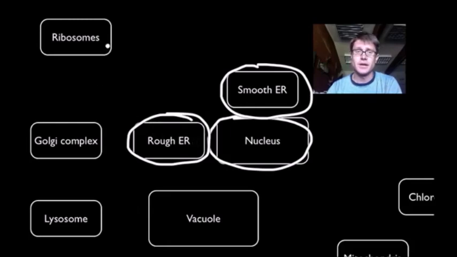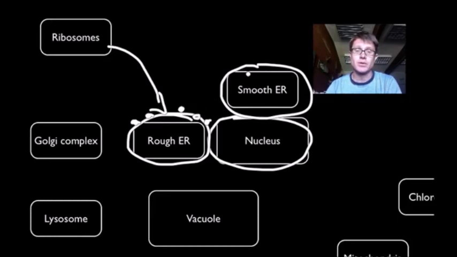Now, the rough ER is rough because it has little ribosomes on it. So what do ribosomes do? Those are where we produce proteins. That's protein synthesis. The rough ER gives us a lattice where we can actually do that, and we can make different constituents of the cell, parts and chemicals that are going to be used throughout the cell.